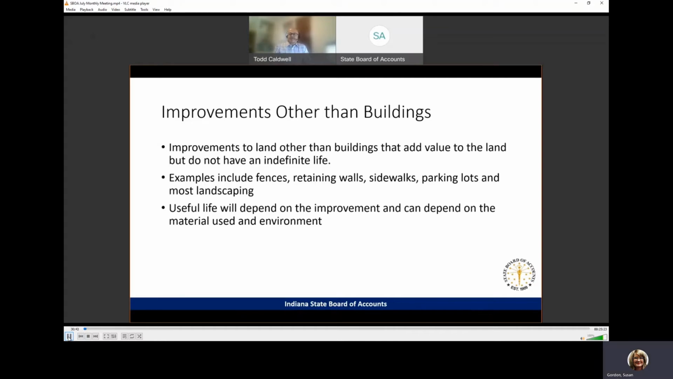I did some internet searches and found that parking lots and sidewalks can have varying useful lives depending on whether you use concrete or asphalt to construct them. Fences as well. A metal fence may last longer than a wood fence. Trees can even be capitalized as improvements other than buildings, and a tree may last hundreds of years, or a storm may come through and wipe it out in a couple of years.